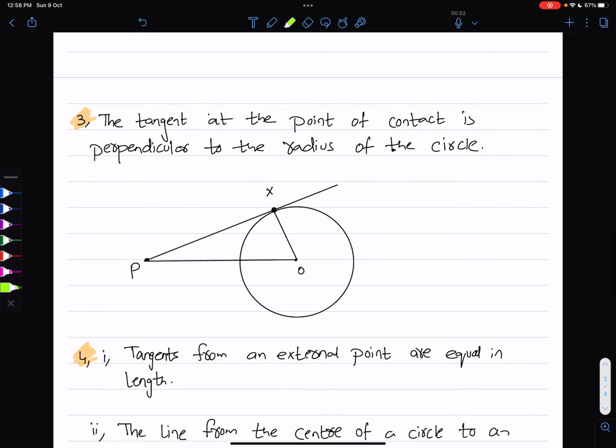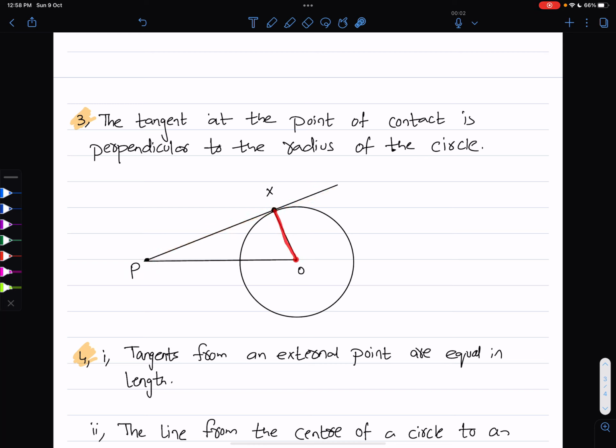The next property is related to the tangent of a circle. If there is an external point P and you draw a tangent line from that external point, it touches the circle at one point. So a quick recap, what is a tangent line? A tangent line is a line that touches the circle at one point. So that point, let's say, is X.